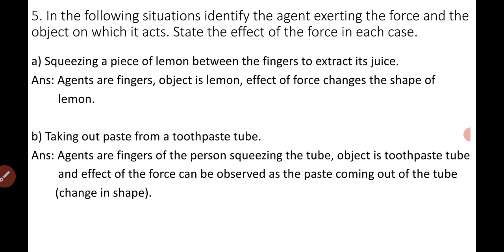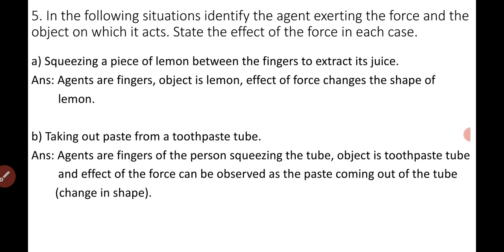Okay, what are the effects of forces in all these cases you have to write. Take the first sentence, that is sentence A, squeezing a piece of lemon between the fingers to extract its juice. While squeezing a piece of lemon, you have to apply force using your fingers. So what are the agents here? Your fingers. Agents are fingers.